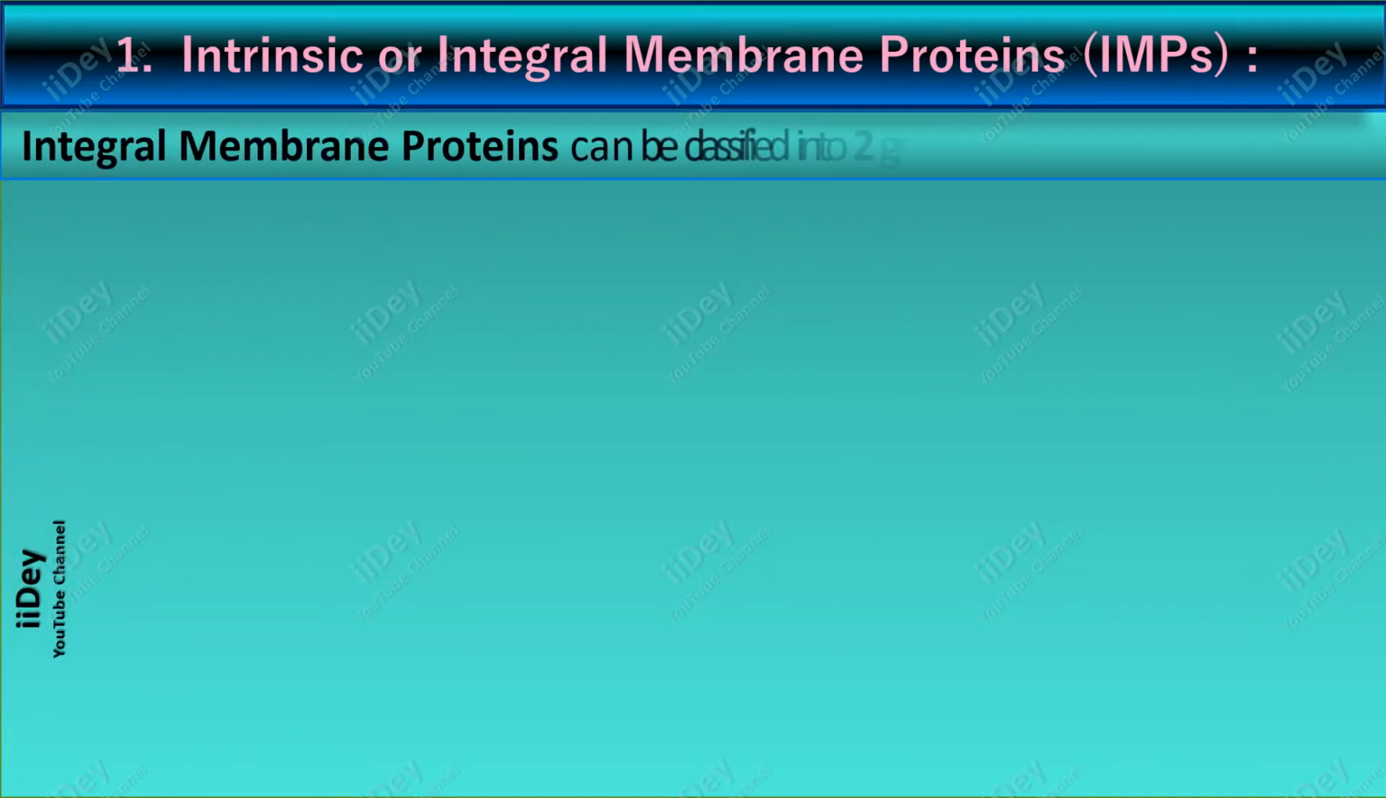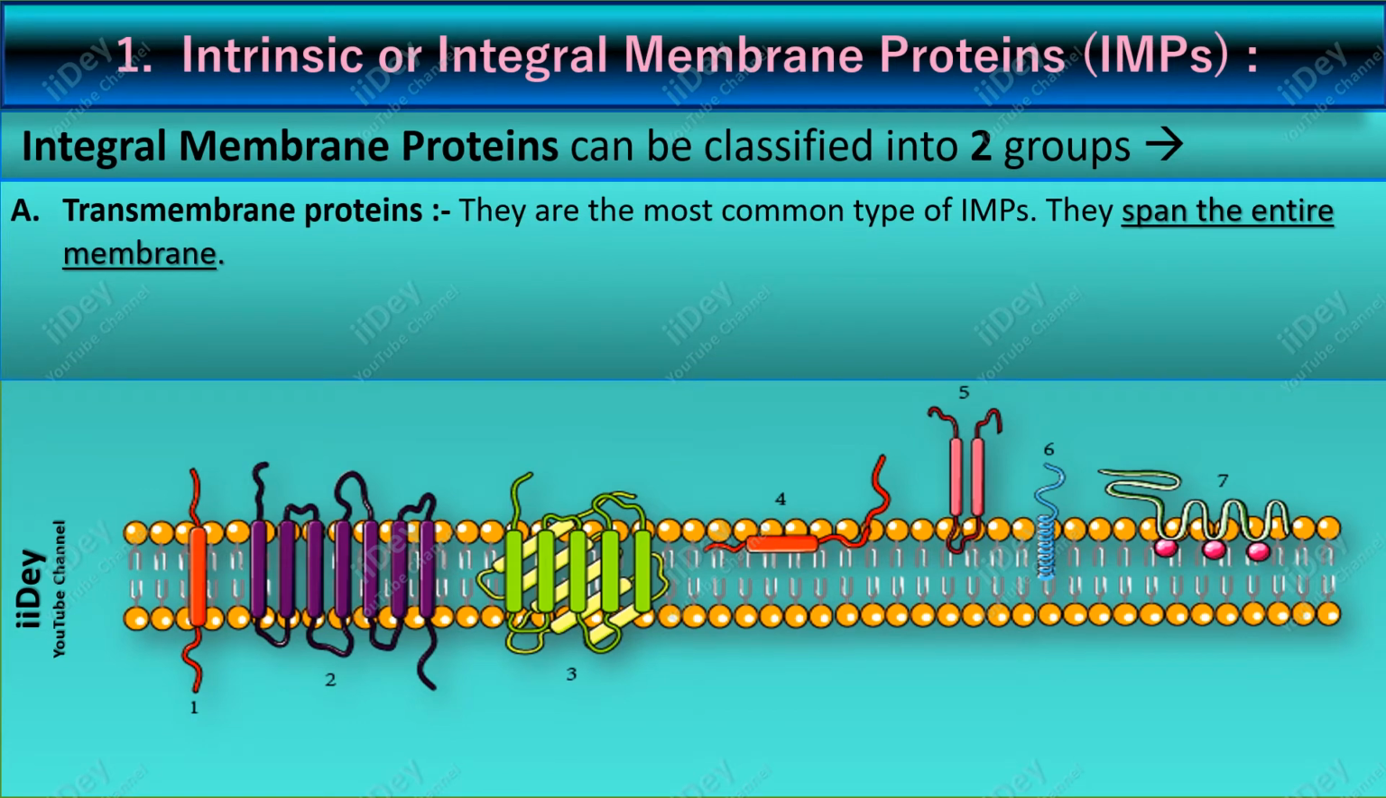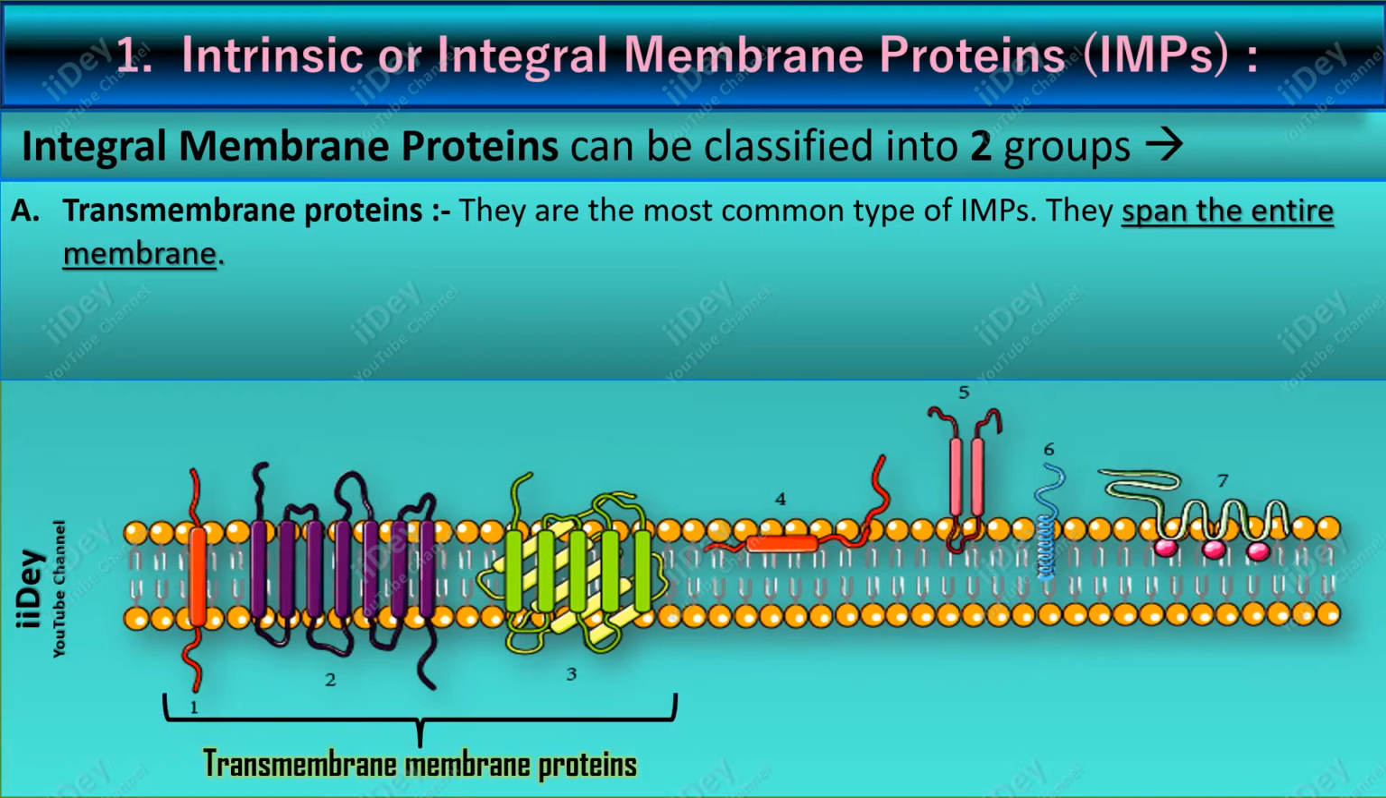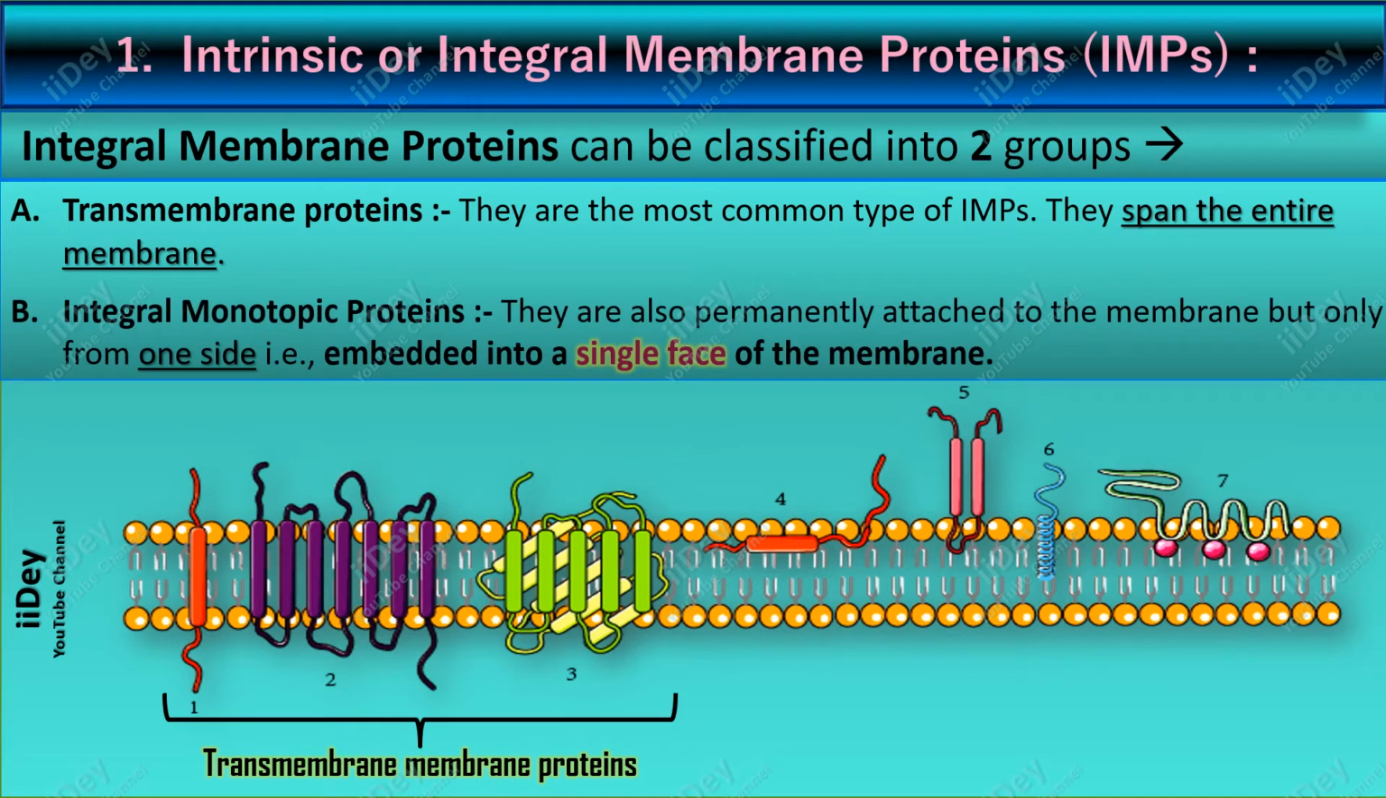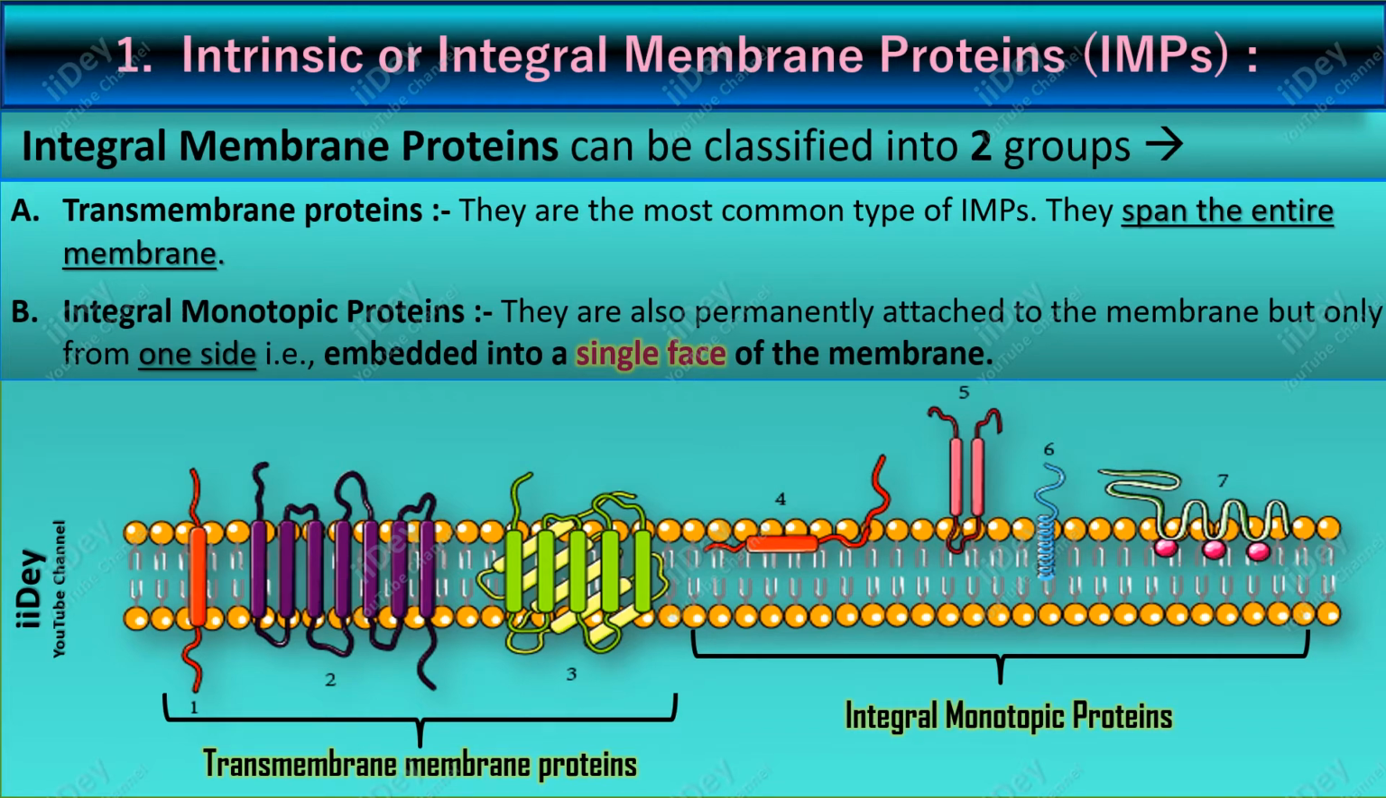Integral membrane proteins can be classified into two groups. A. Transmembrane proteins. They are the most common type of integral membrane proteins. They span the entire membrane. In the following diagram, number 1, 2, and 3 are transmembrane proteins. B. Integral monotopic proteins. They are also permanently attached to the membrane but only from one side, that is, they embed into a single face of the membrane. Number 4, 5, 6, and 7 in this diagram are the integral monotopic proteins.